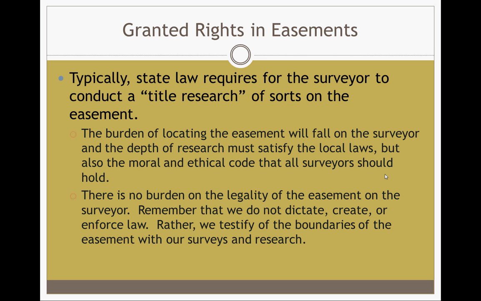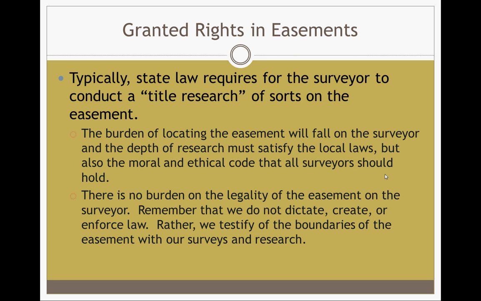Now, typically, state law requires the surveyor to conduct title research on all sorts of easements. The concept is you need to go back as far as you can on the easement. The burden of locating easements will fall on the surveyor, and the depth of research must satisfy local laws, but also the moral and ethical code that all surveyors should hold. It really should come back to: I must do exactly what I need to do in order to meet the standards, but also I need to follow the moral and ethical code.